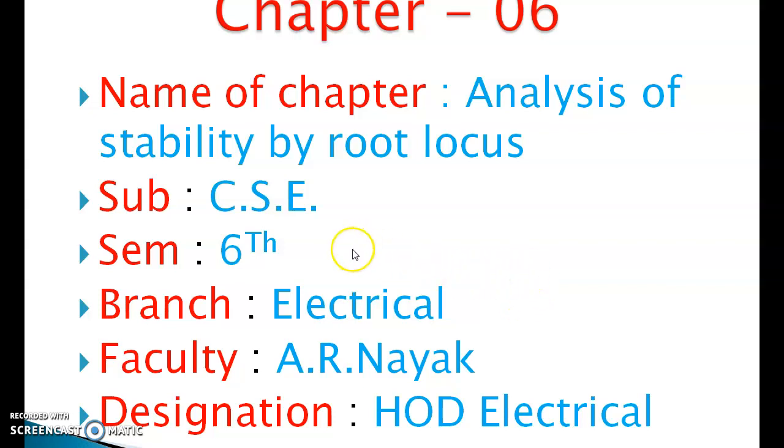Next, chapter 6. Name of the chapter: Analysis of Stability by Root Locus. Subject: Control System Engineering, Semester 6, Branch Electrical, Faculty Aeronautic, Designation HOD Electrical.